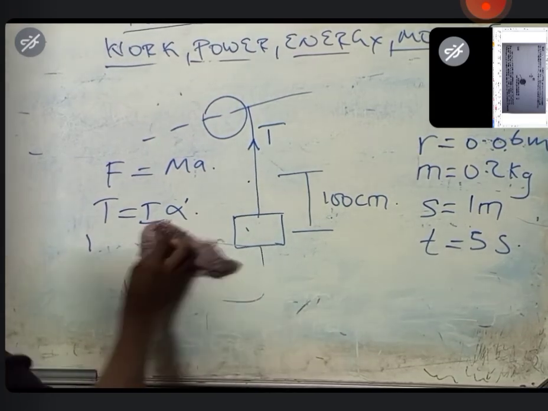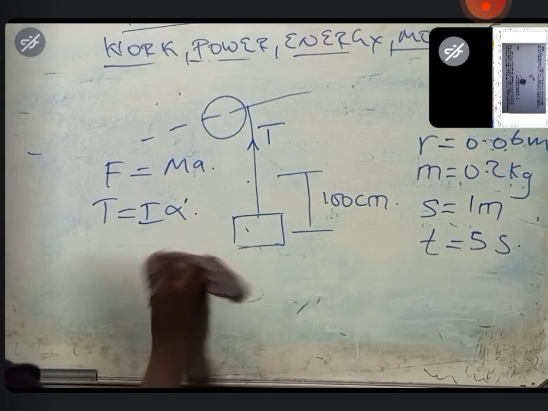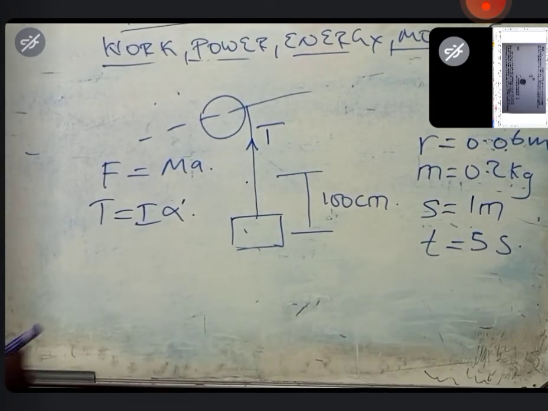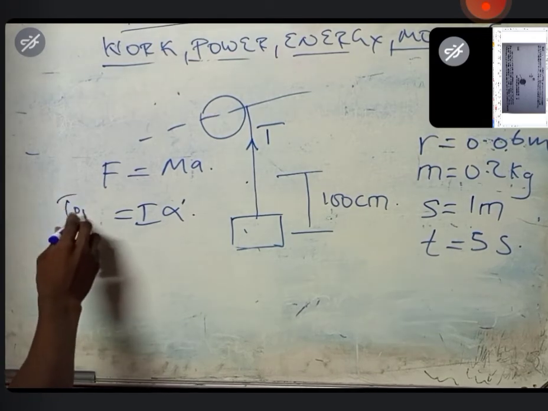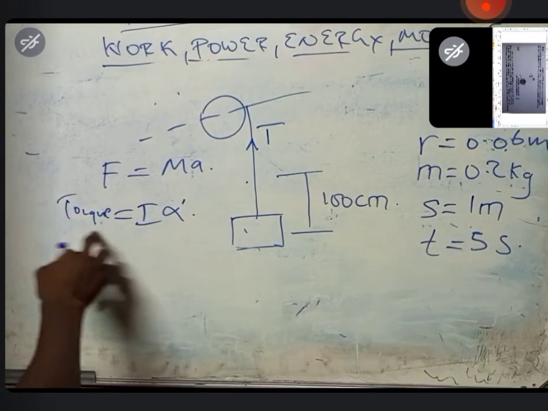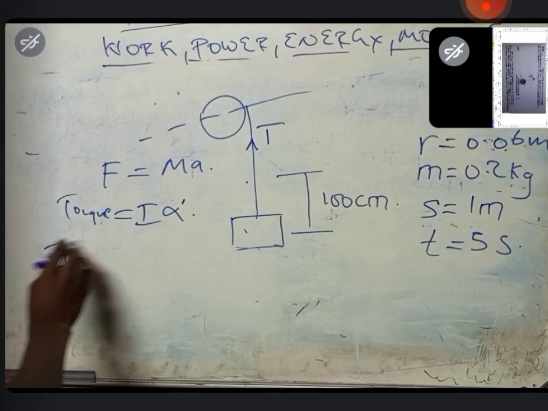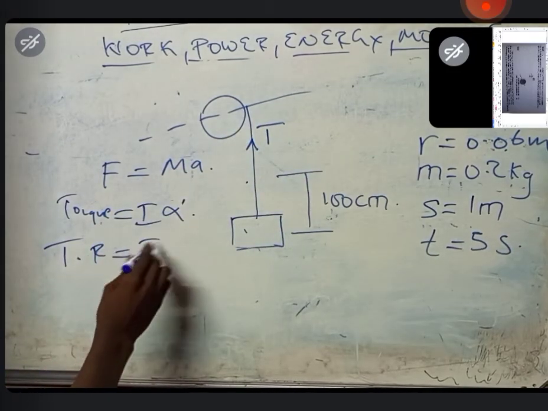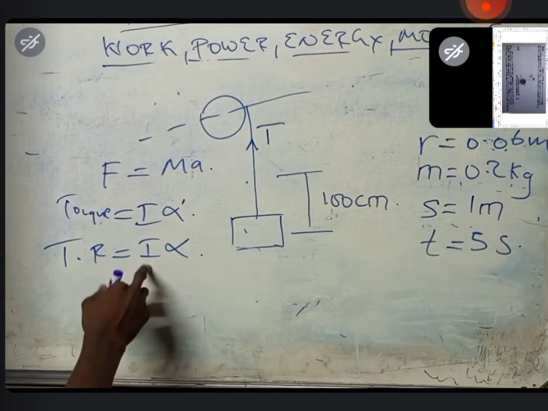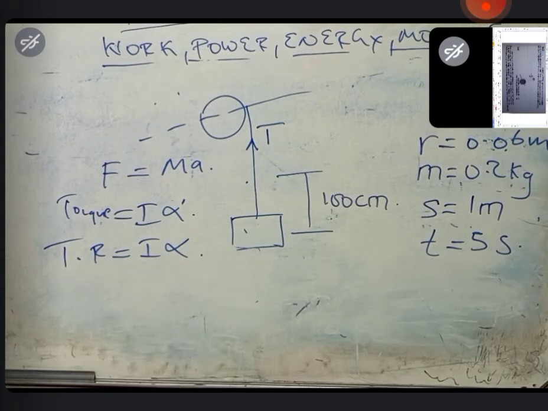But you also understand that tension is equal to a force. So torque is also equal to the tension multiplied by the radius. Okay. So we're able to find the moment of inertia. Are we okay with the analysis made so far?